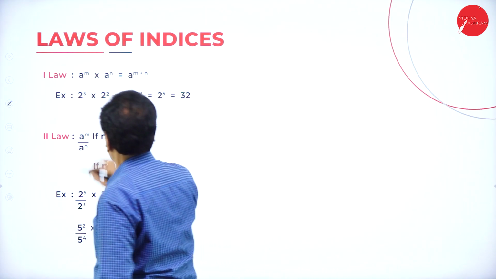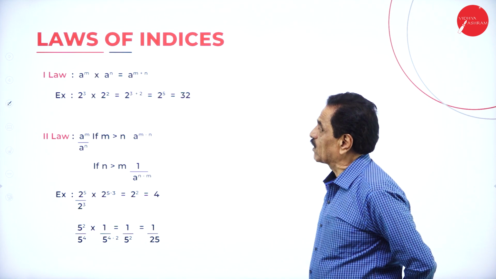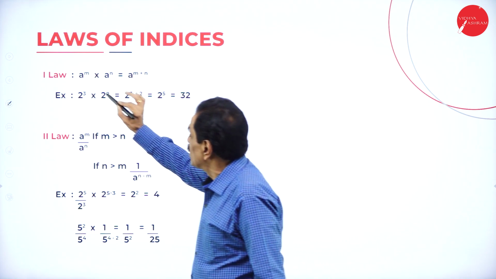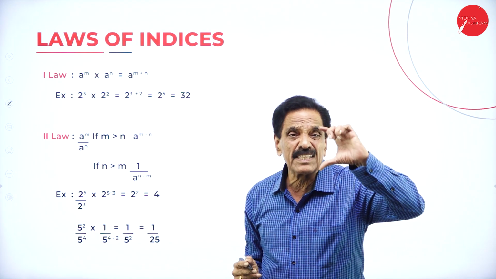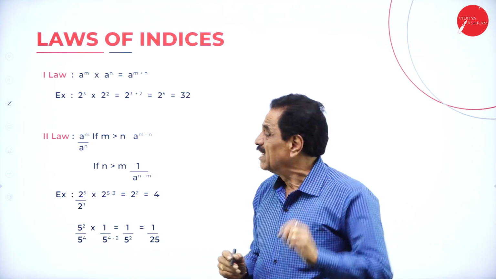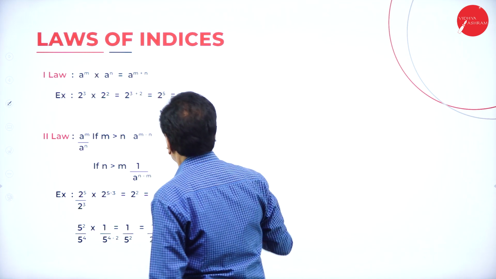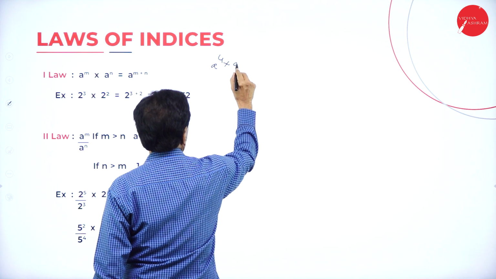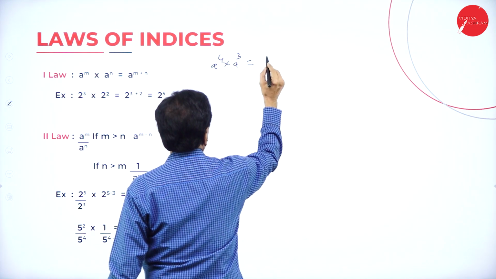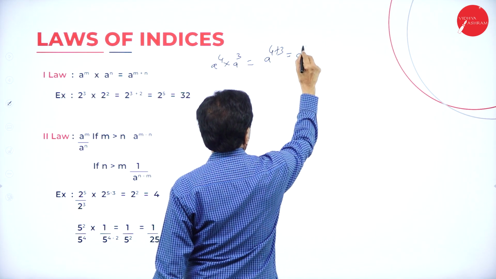Here the first law says a to the power of m into a to the power of n is a to the power of m plus n. When we have a common base, index numbers can be added, is a law. What is a common base? a to the power of m, a to the power of n. So if the problem is a to the power of 4 into a to the power of 3, this is nothing but a to the power of 4 plus 3. This is a to the power of 7.